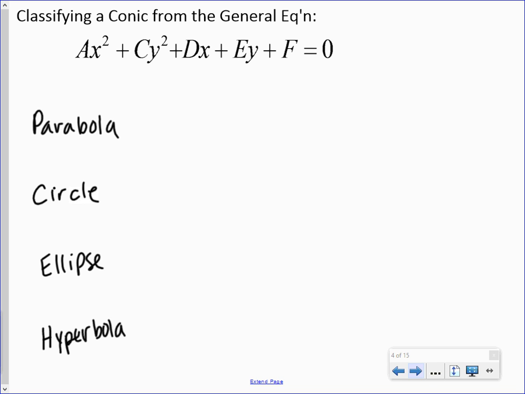And when we write these down, I'm going to write one rule in our own words, and then maybe also try to address that general form that has those coefficients, A, C, D, E, and F.